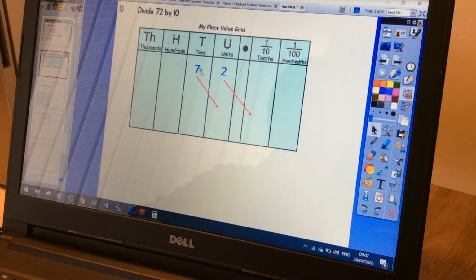Our 7 then in the tens column would move to the units. The 2 in the units would move to the tenths. Remember, our decimal point is not a column. It obviously remains the same. Okay, that is a huge decimal point this morning. So let's just make that a little bit smaller. So our 7 tens would go to the units and our 2 units would go to the tenths. So 72 divided by 10 would give us 7.2. Give yourself a tick if you got that one right.